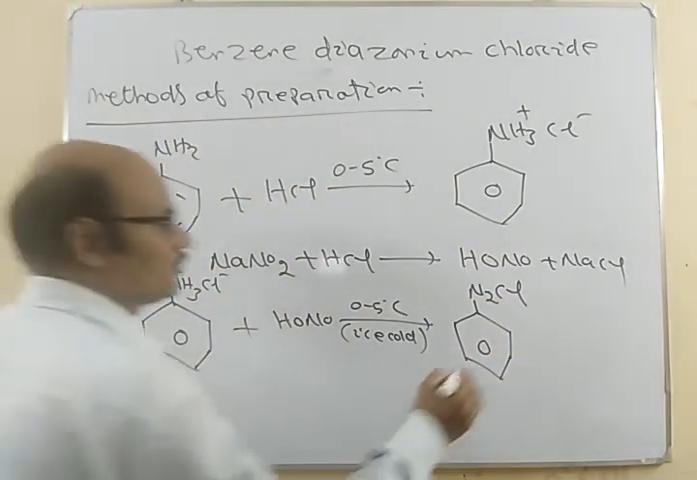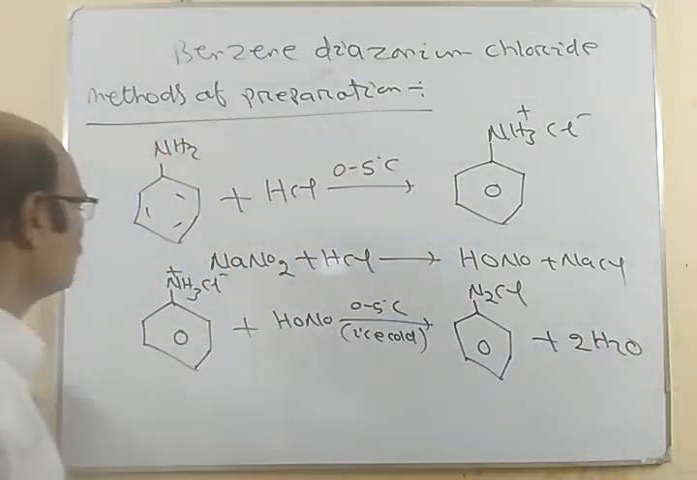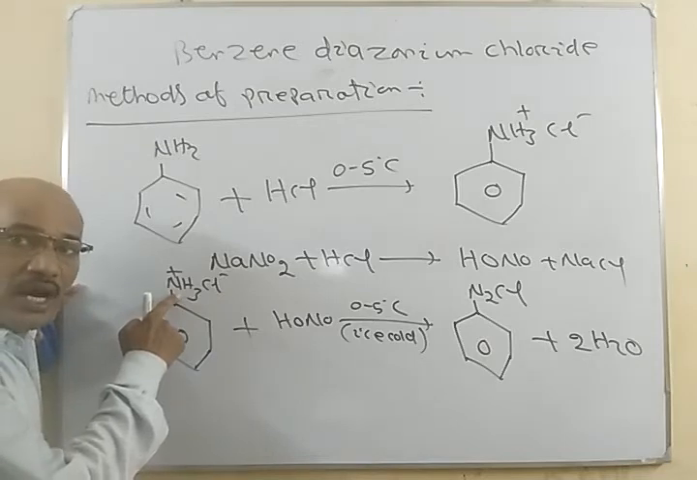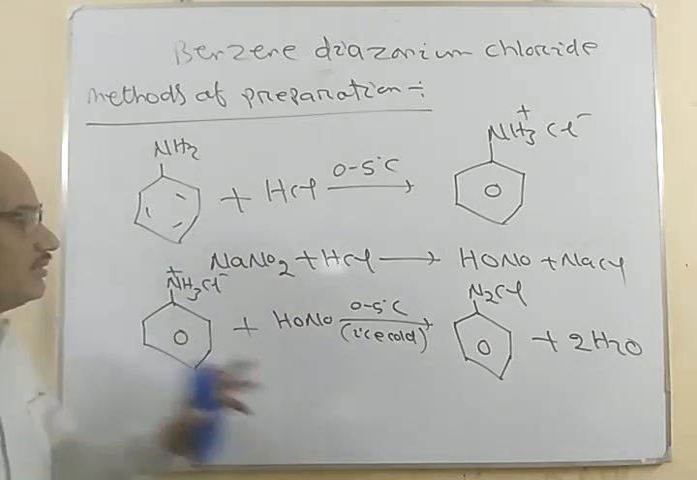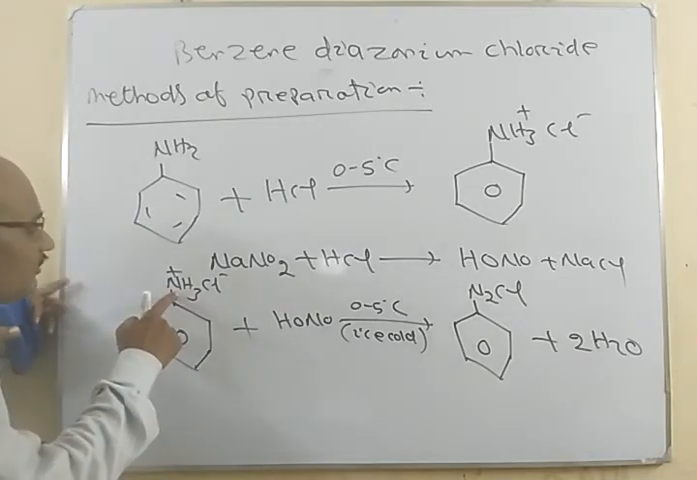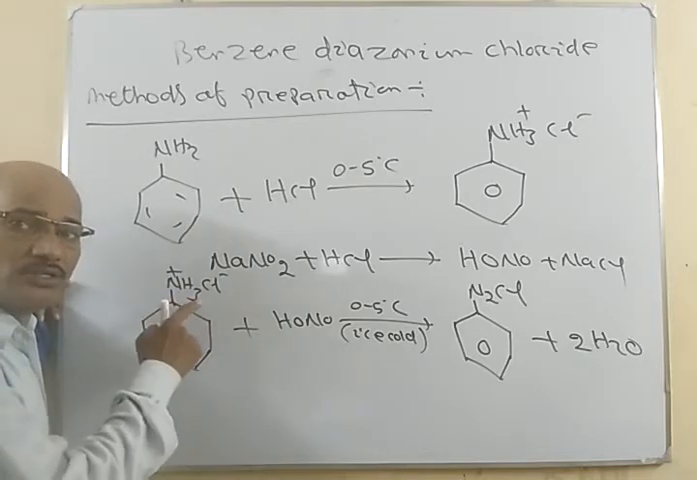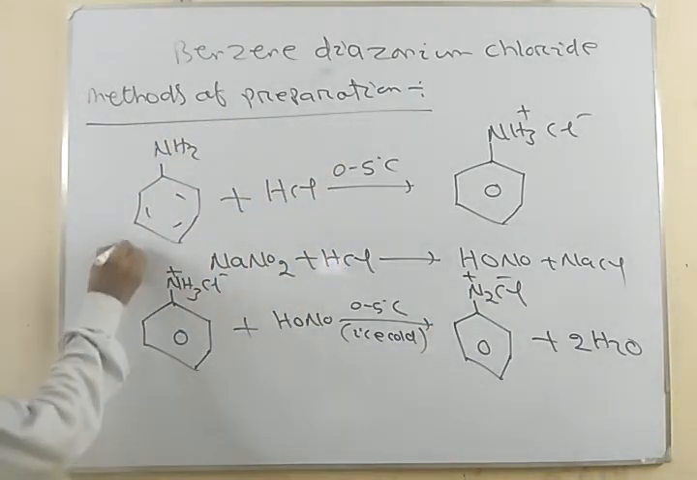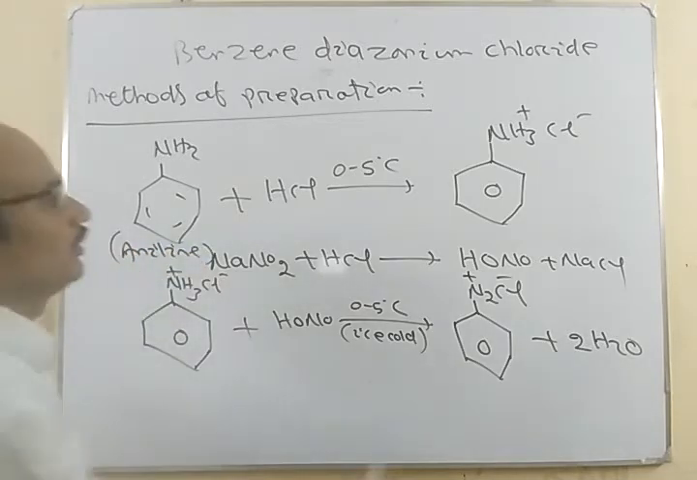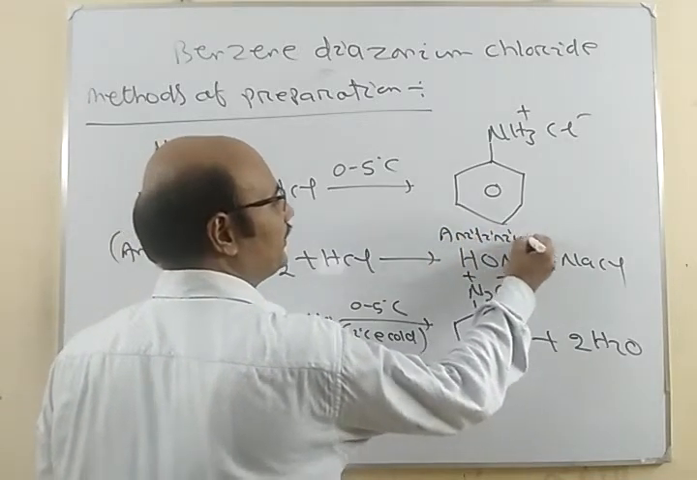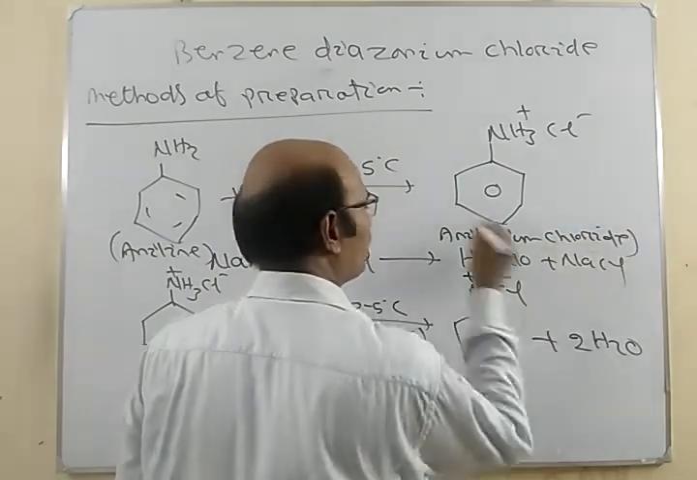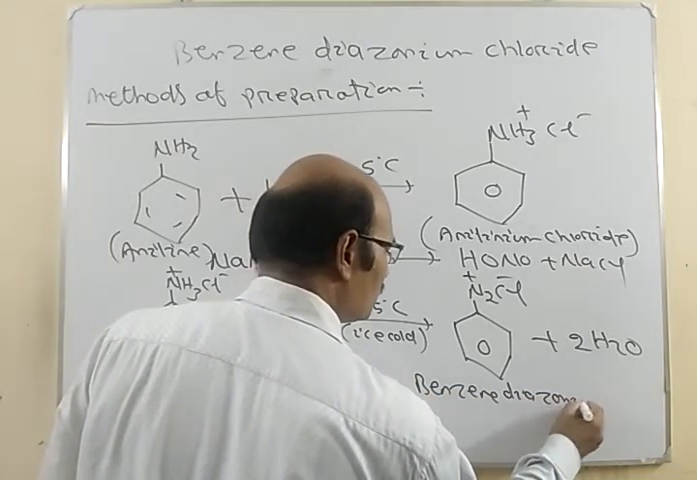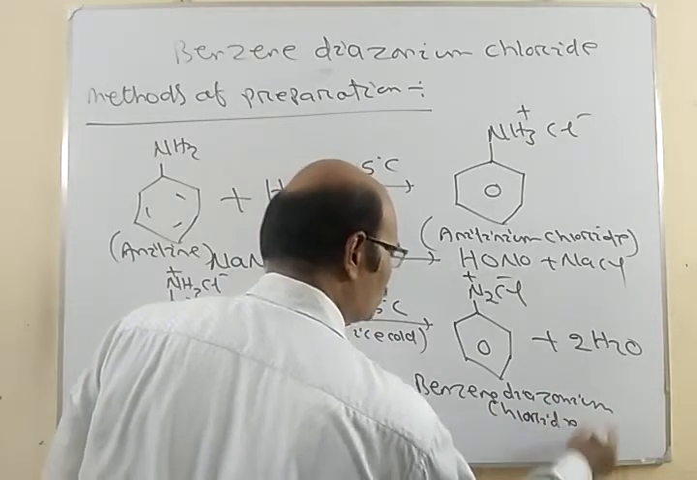We get C6H5 N2 Cl plus 2H2O. So from NH3 plus Cl minus, the hydrogen atoms are replaced, and the nitrogen atom forms all three bonds with the other nitrogen atom, which is called the diazo group, N2 plus Cl minus. This is aniline, and this is benzene diazonium chloride.